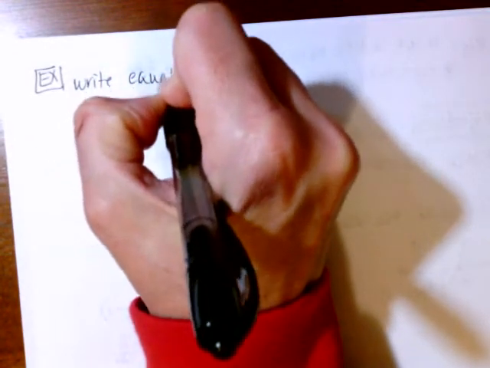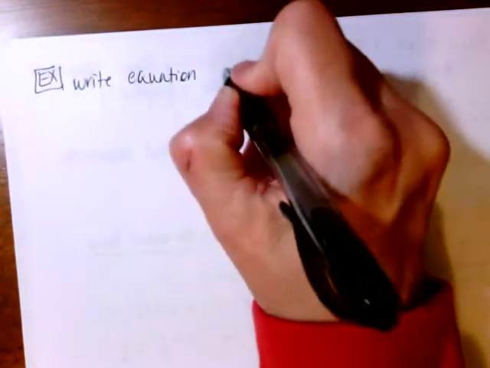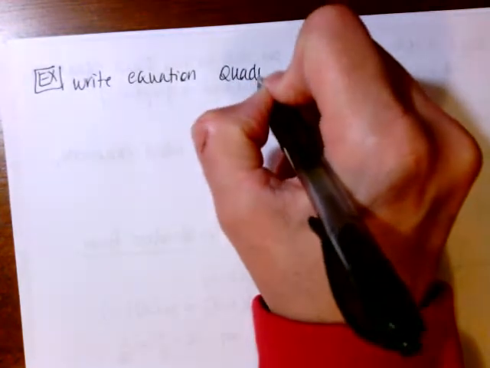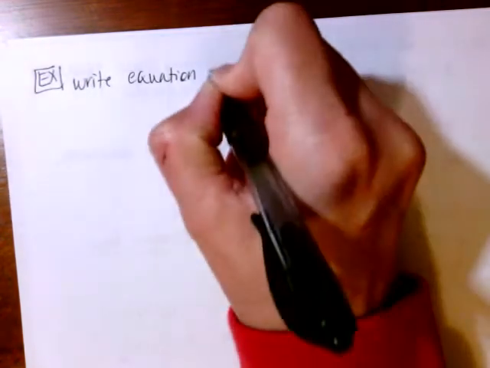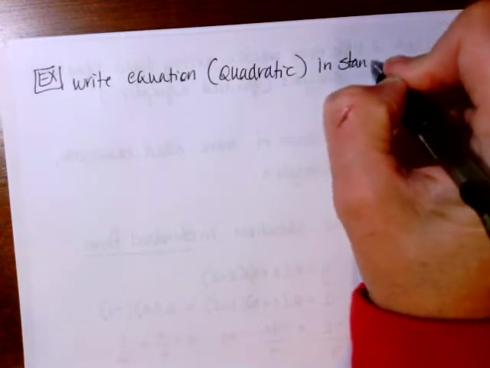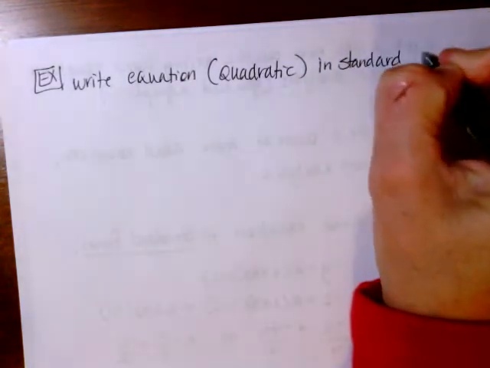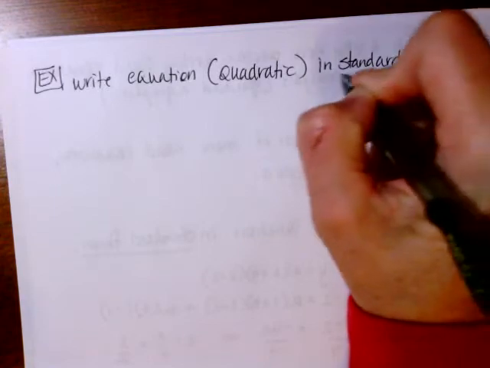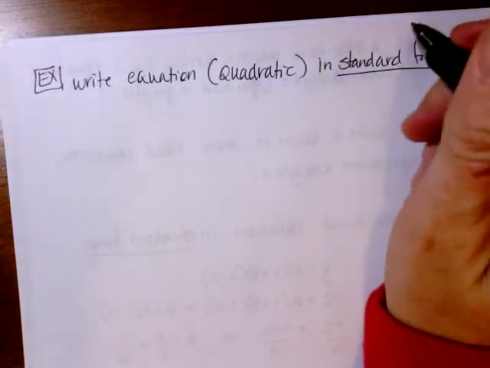Okay, so here's my example. I want to write the equation. It is going to be a quadratic, which is kind of the whole chapter that we've been in. Write the equation in standard form. So remember, I have to go all the way to the end to finish.